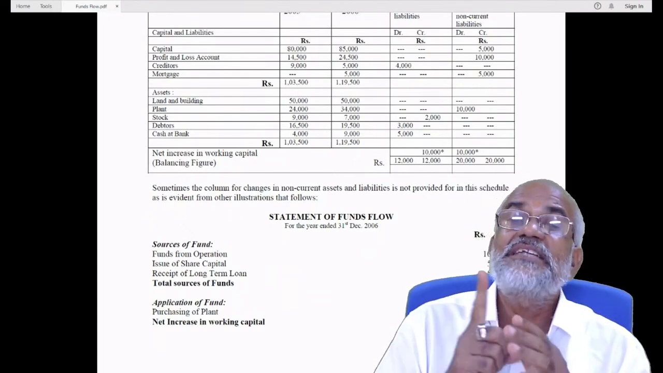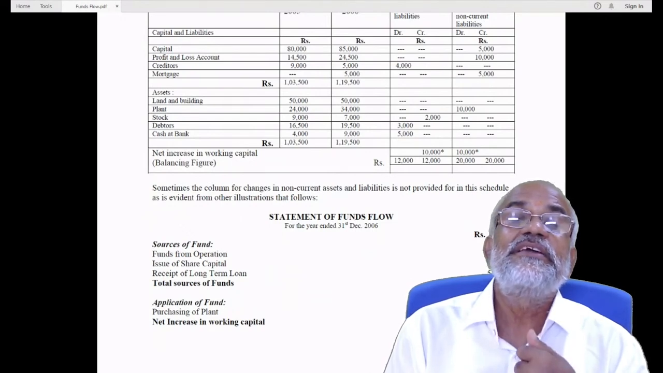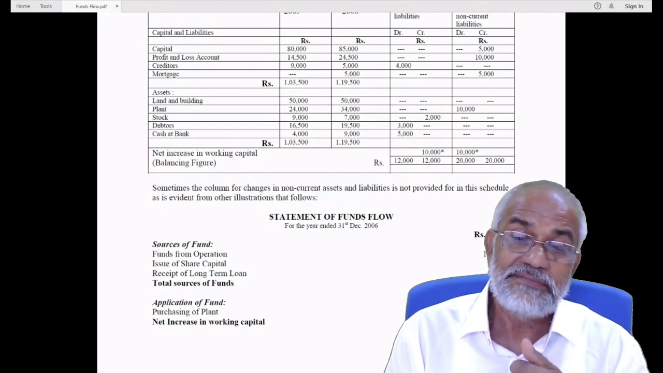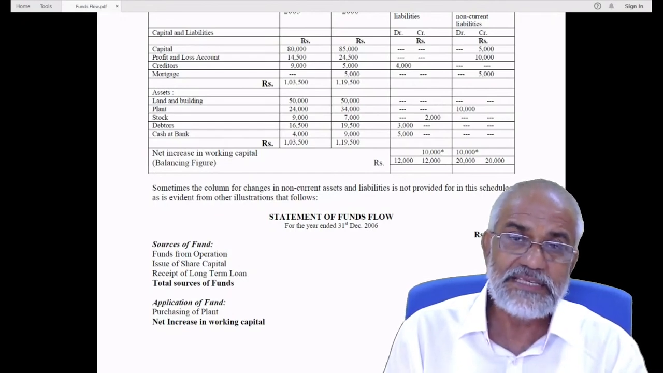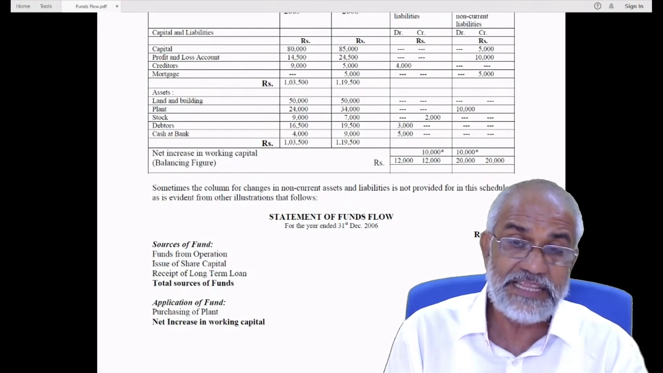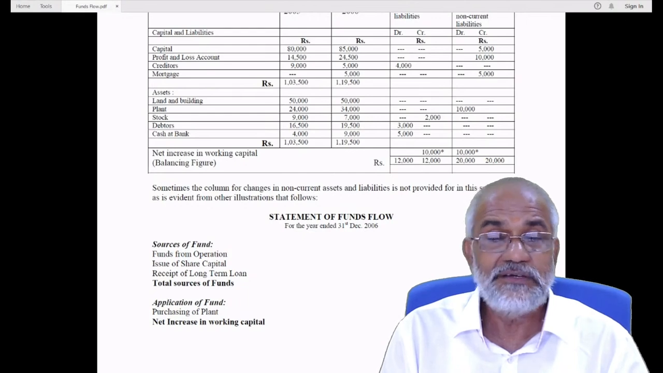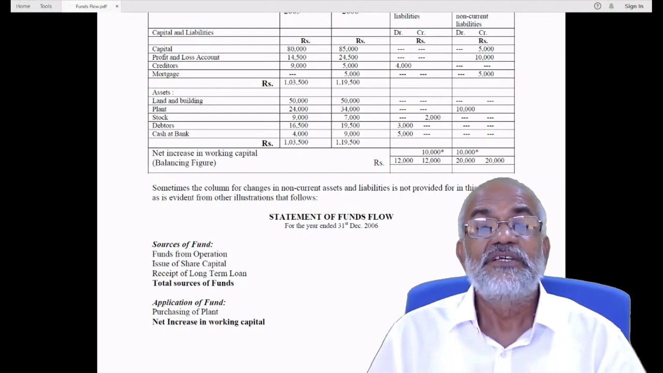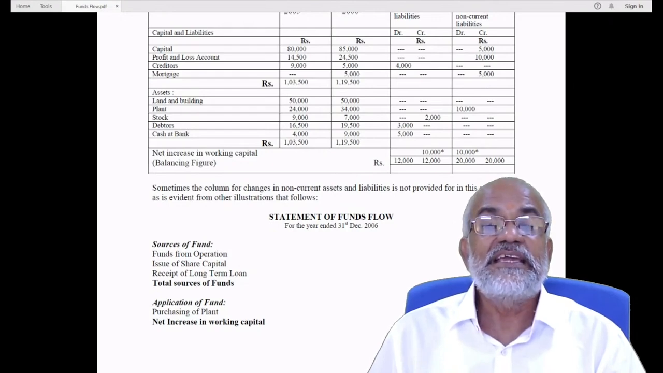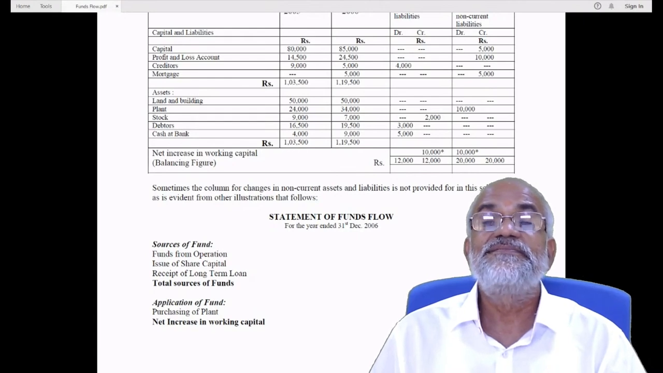Here, the first item appearing in the credit column of the non-current category is 5,000 rupees, and it is coming from capital. It is coming from capital means the capital is increased by 5,000 rupees, that is, an increase of capital by 5,000 rupees in comparison to the previous year. So that item is taken as issue of share capital, 5,000 rupees.